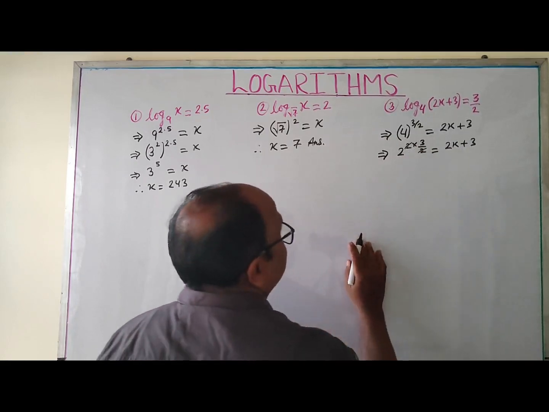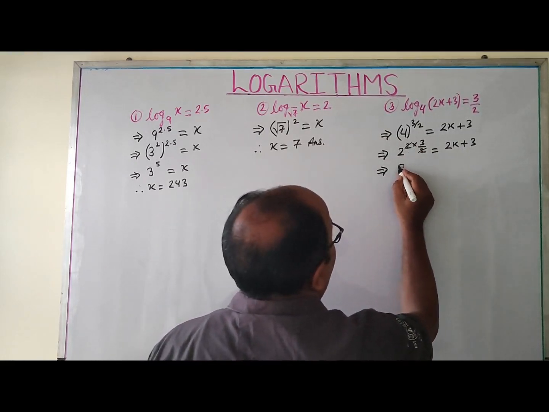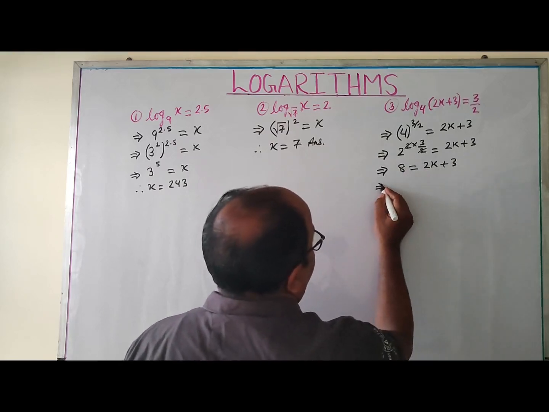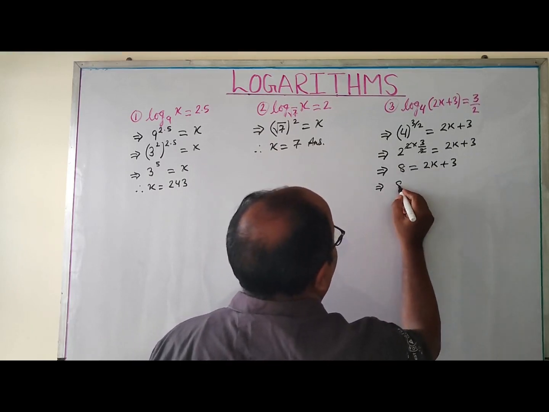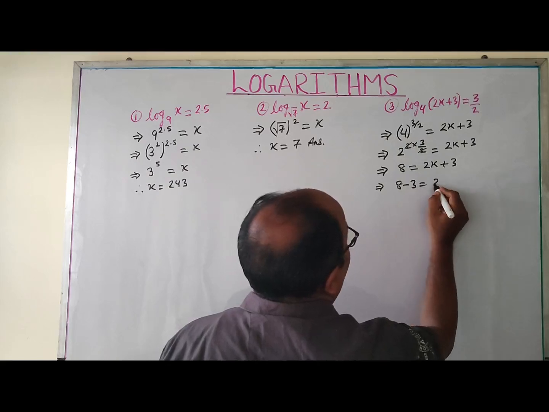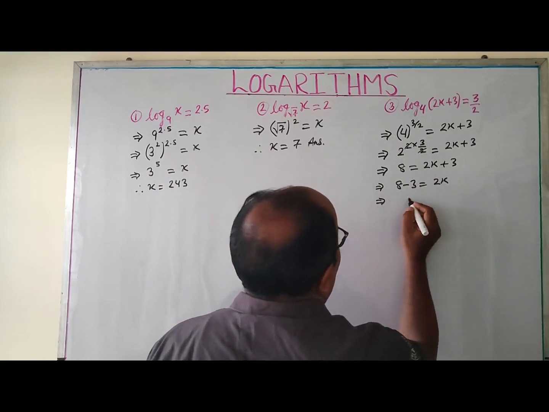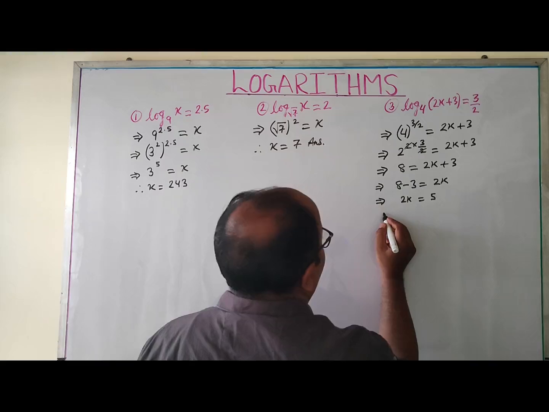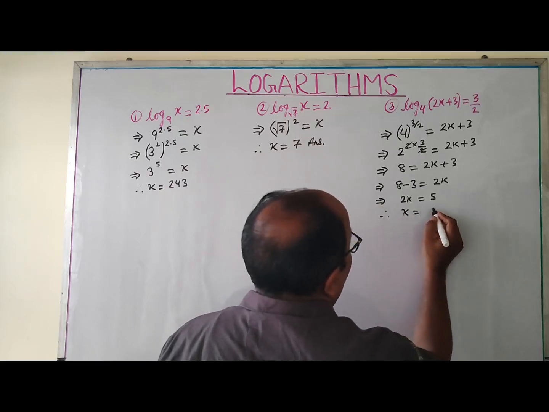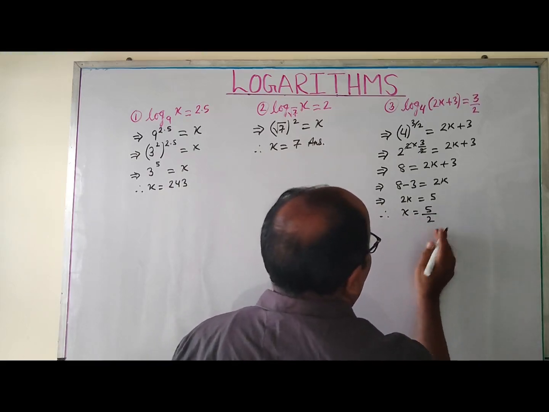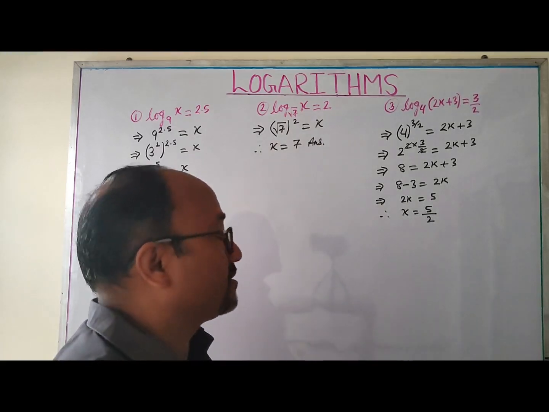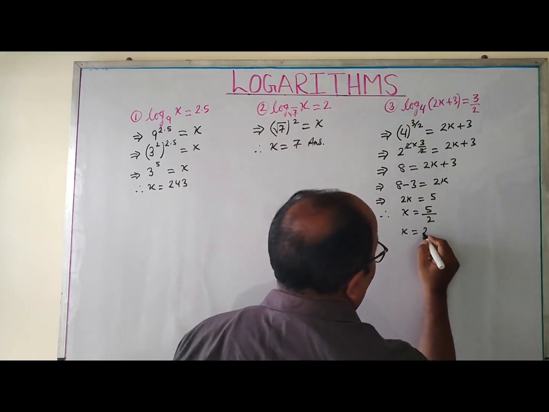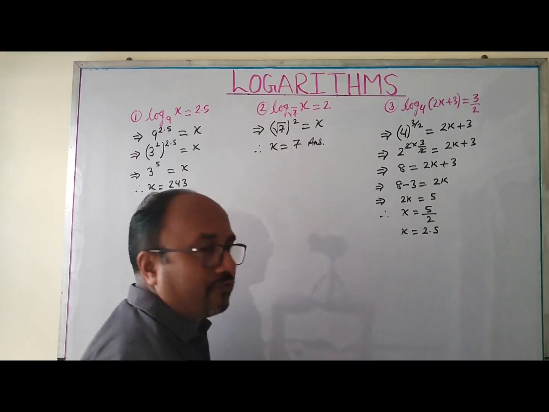This 2 will get cancelled, so 2 to the power 3, which is 8, is equal to 2x plus 3. Now I will bring the 3 to this side, so 8 minus 3 equals 2x. So I get 2x is equal to 8 minus 3, which is 5, and therefore x is equal to 5 by 2, since 2 will go and divide. So I get the value of x as 5 by 2. I can write it as a mixed fraction, or I can also write it as the decimal 2.5.